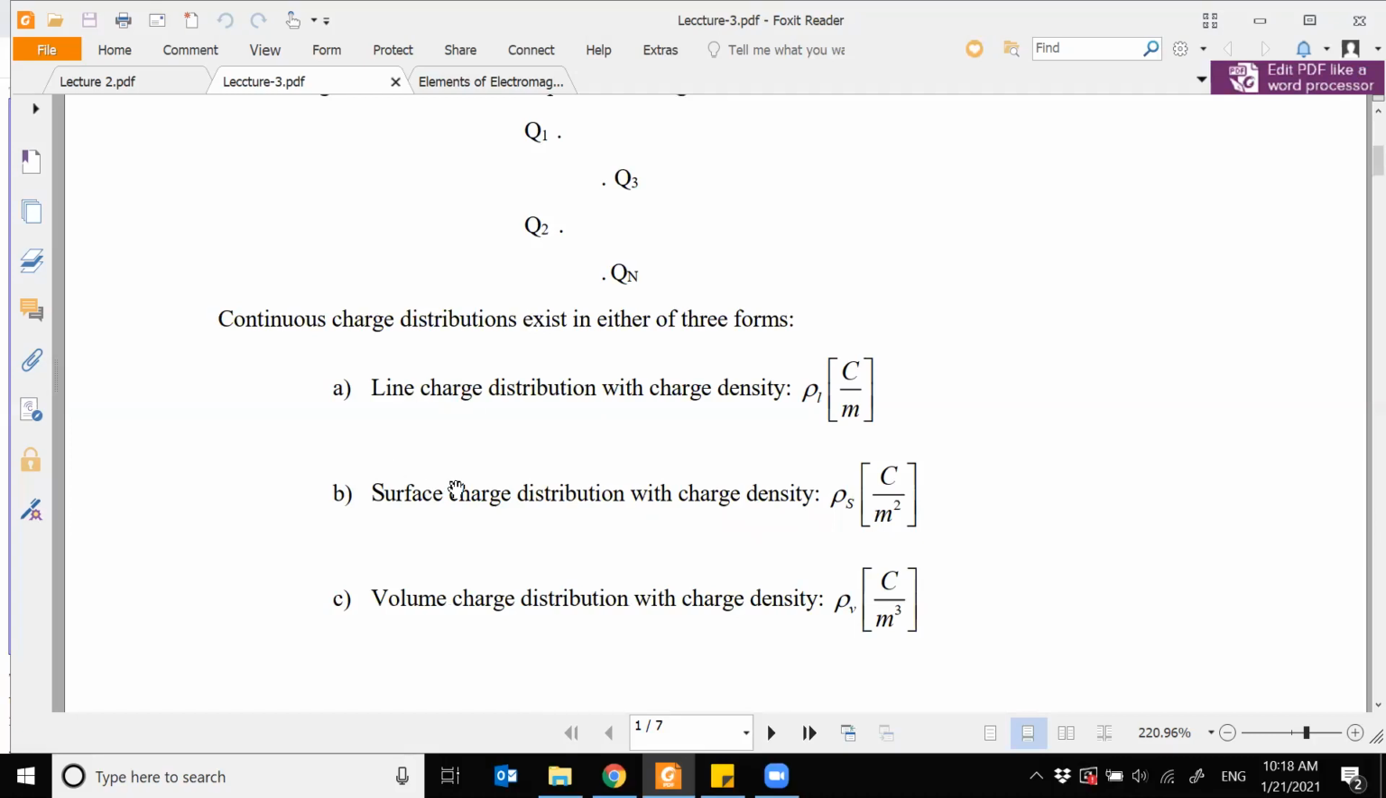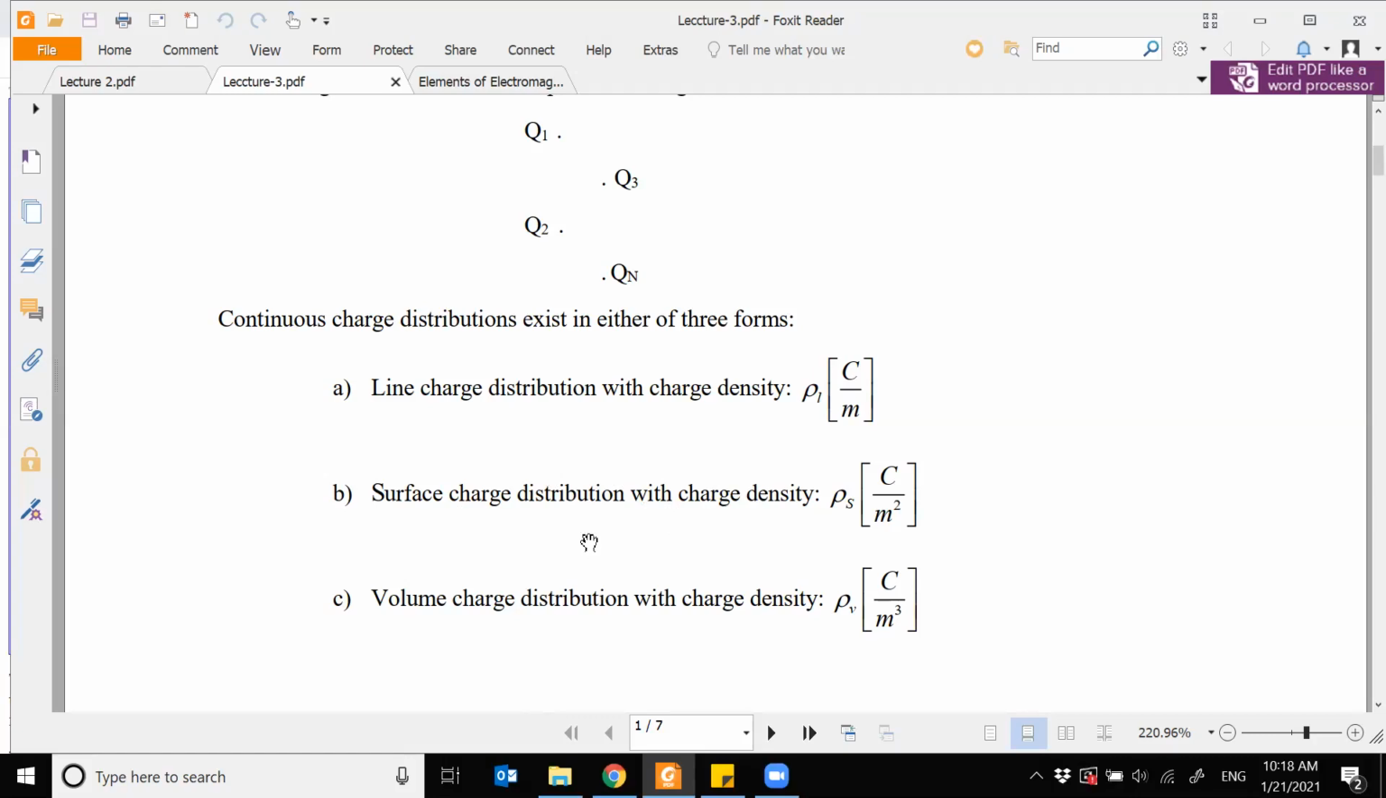And they are classified into three forms: line charge, surface charge, and volume charge. Line charge distribution is according to the line charge density, which is called rho L. Rho is usually used in our Sadiku book to represent charge density. So rho L is line charge density, and its unit is coulombs per meter. It is telling you how much charge is available along a line, and this is a normalized value with respect to the length.